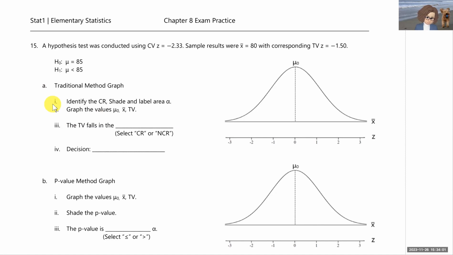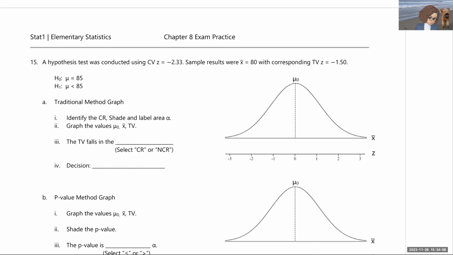All right, so we're going to identify the critical region and shade and label our alpha. I'm going to do red here for that. So our critical value, negative 2.33, and it's a left tail test. That less than sign tells me left tail. So it makes sense the critical value is negative. So the critical region for a left tail test is on the left.